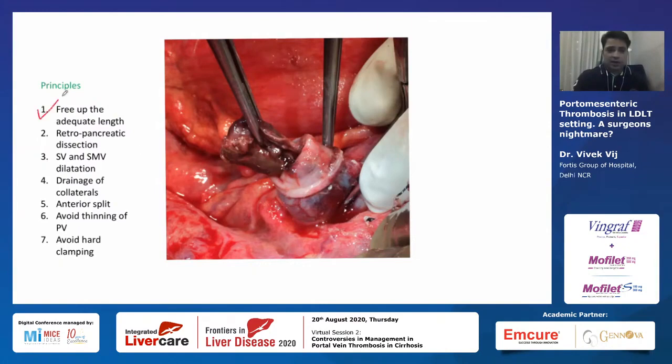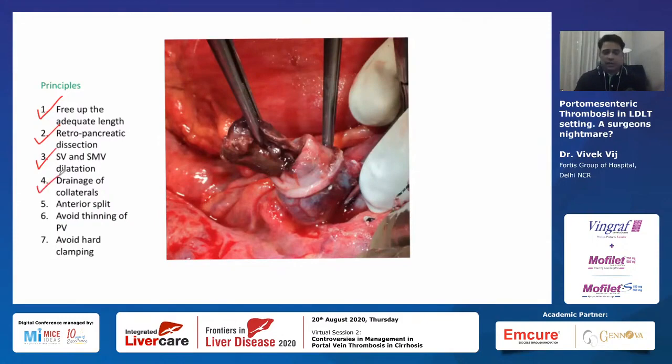First thing is we have to free up the adequate length. We have to go retroportal. Once we pull the portal vein towards the porta hepatis after the liver is removed in the anhepatic phase, I would like to dissect the portal vein in the tunnel of the pancreas as far as possible for grade 1 and grade 2. So retropancreatic dissection has to be done. SMV, splenic vein and SMV sometimes need dilatation because sometimes thrombus cannot be removed completely. But first of all, we always should try to remove the thrombus in totality.